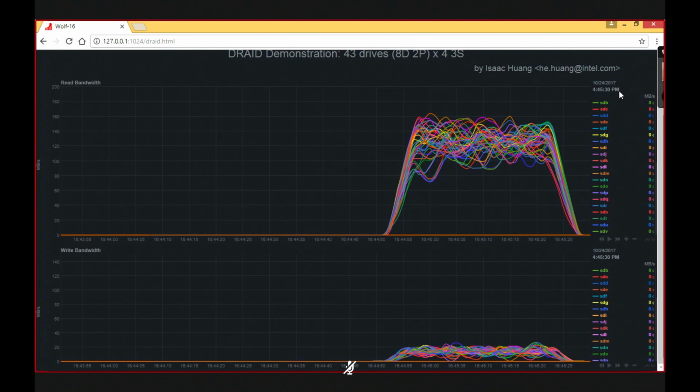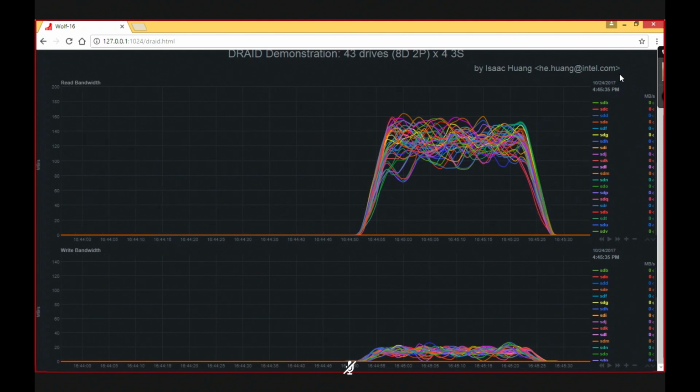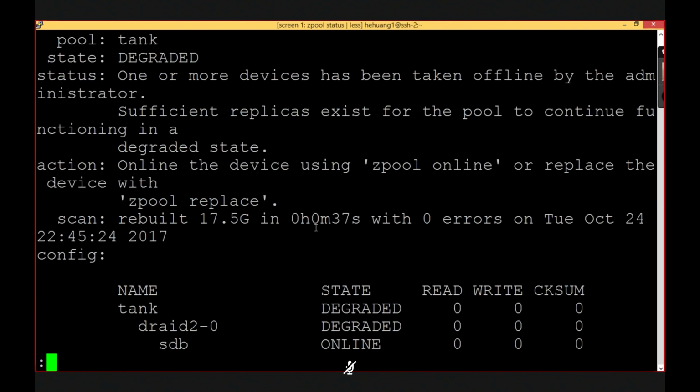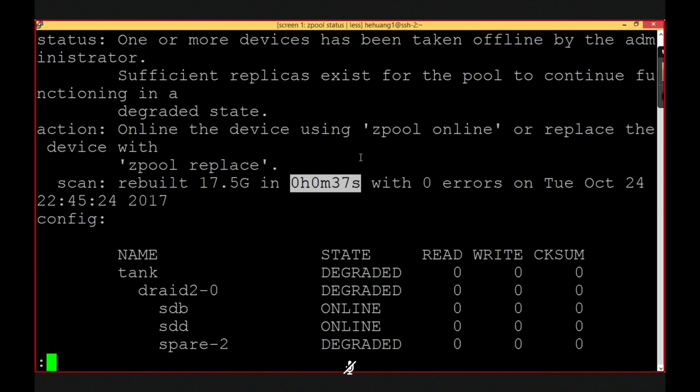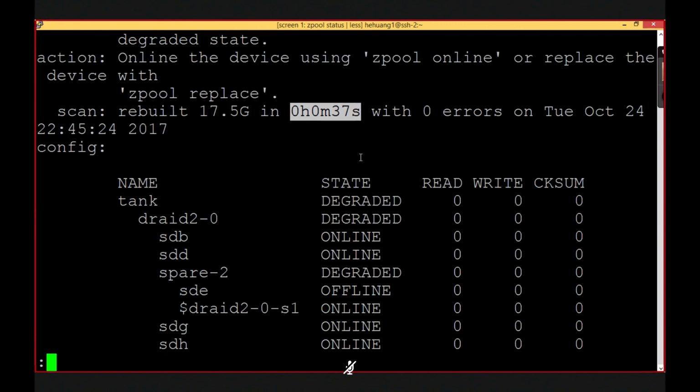So we can see that the rebuild has actually completed. If we go back and take a look at the pool status again, the first thing we can see here is we have rebuilt about 17 gig, which is the amount of data and parity that is written to the distributed spare in 37 seconds. And actually I had to patch the zpool tool because by default it does not show seconds.